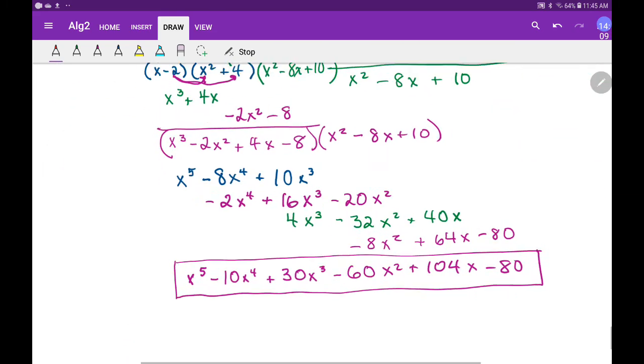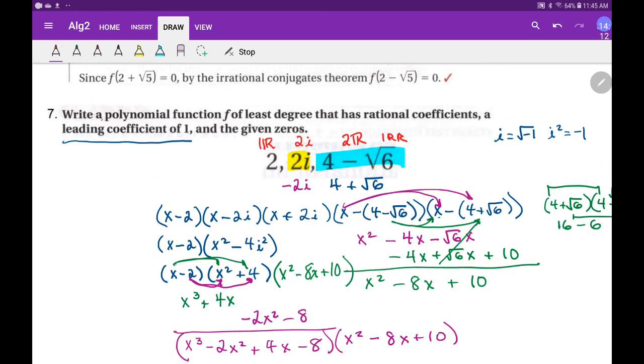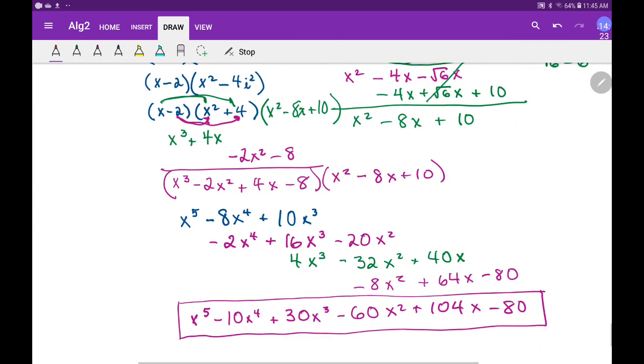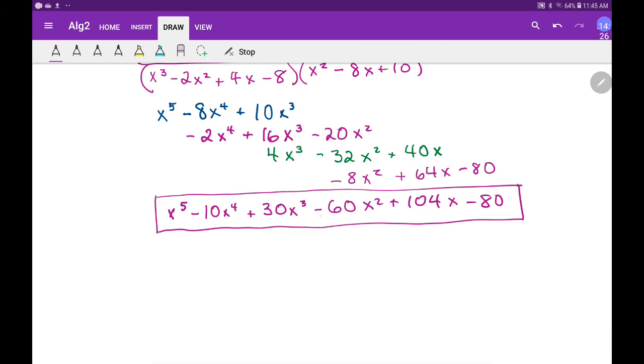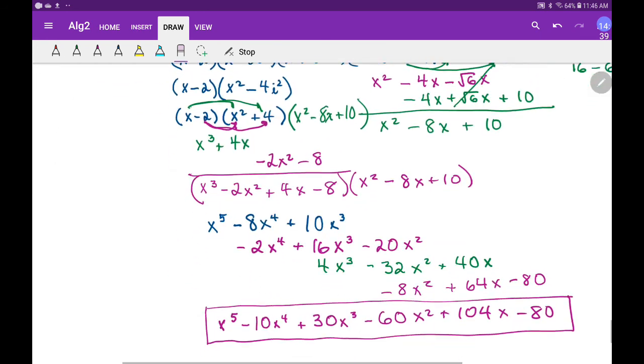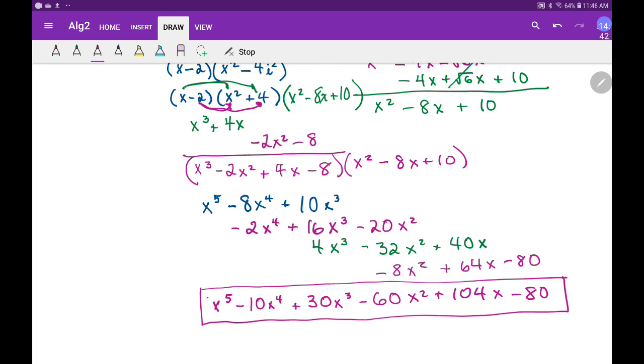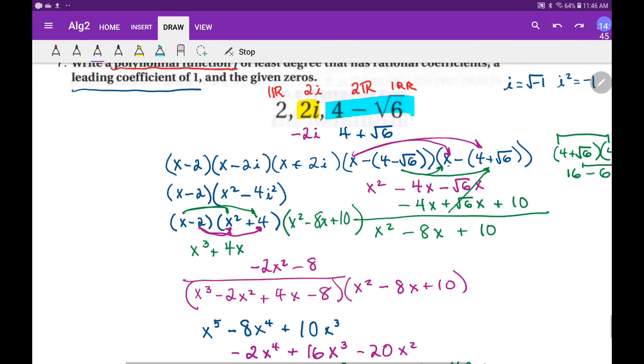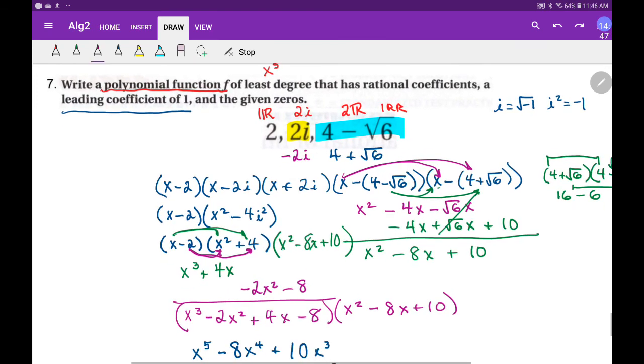And that's our answer. That's our polynomial they asked for. Write a polynomial function. Yeah, I just did that. Of least degree. Okay, it was x to the fifth. I had to say x to the fifth. That has rational coefficients. I look back, you know, if one of my coefficients was like the square root of 2x squared, that would be no good, because that's not a rational coefficient. But all my coefficients are rational. And it has a leading coefficient of 1. Yay. Okay, that's real helpful. That's nice. And the given zeros. Wow, what a problem.